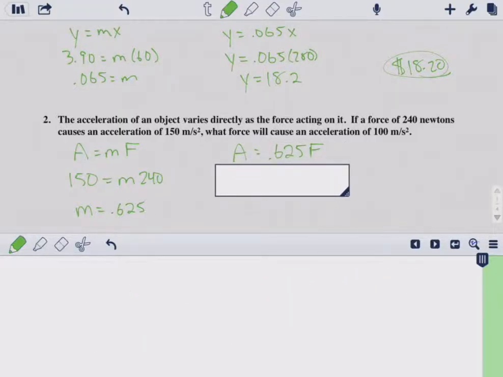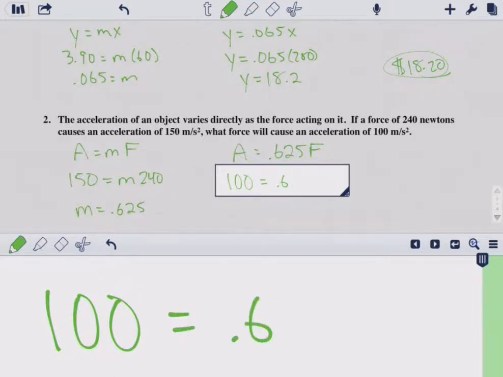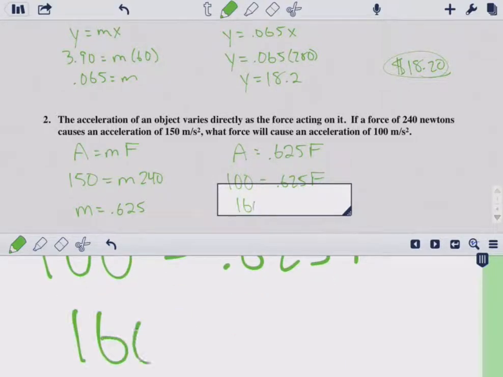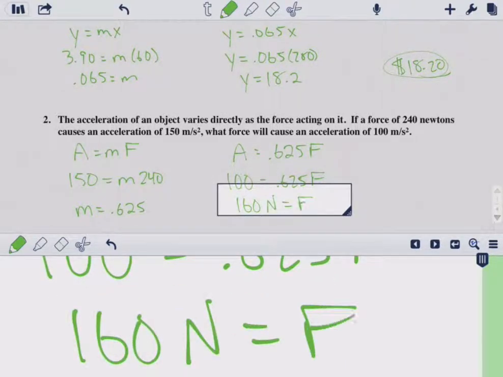And now we want to know what force will cause an acceleration of 100 meters per second squared. So I do 100 divided by 0.625, and that equals a force of 160 newtons.